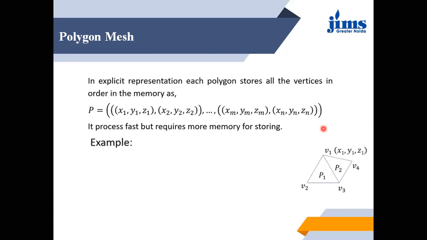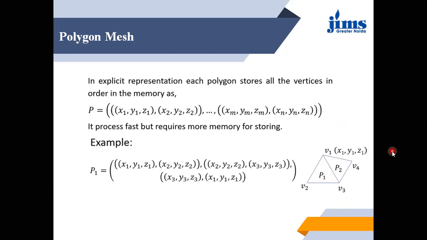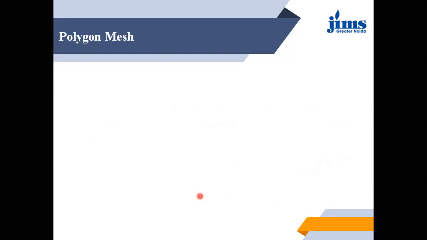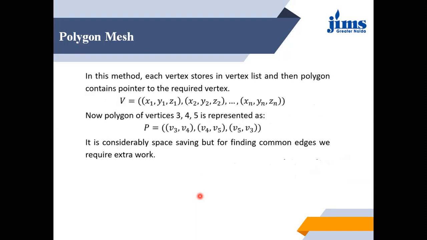For an example, you can see the last example, that there are two planes P1 and P2 and there are four vertices. In this case, we have to store 1, 2, 3, 4, 5 and 6. So the information stored in this has to be, we have to store a lot of information, so the system becomes slow.